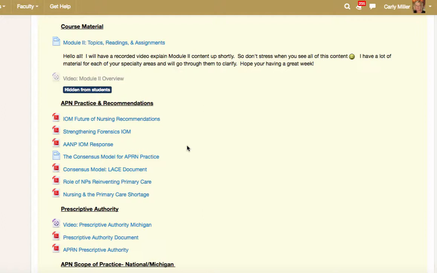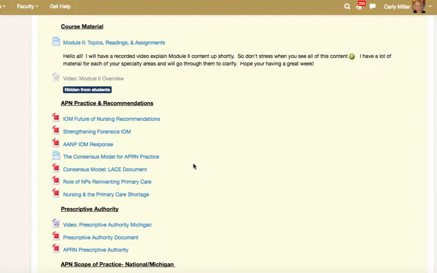Another thing that I want to introduce within this module is the consensus model for APRN practice. It's actually a very prominent document, kind of like the Institute of Medicine, but this is more towards the regulation of our practice. And it's based on the LACE document. It looks at licensure, accreditation, certification, and education. Essentially this consensus model is for the 4 APRN roles. However, for forensics, this is another area that I encourage you to look at as well, because your practice is in the same realm, and you really have to look at it from the same exact perspective.